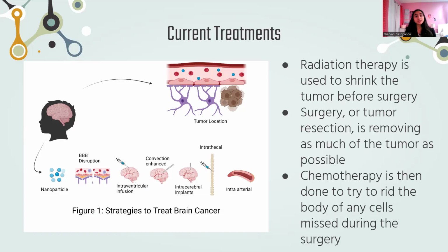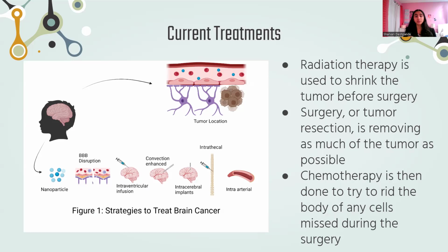Then afterwards, chemotherapy happens, where medications are given to the patient that try to rid the body of any of the extra cells that were missed during surgery. In some cases, radiation therapy is also done after surgery to again try to remove or shrink any of the leftover cells that could not be removed through the surgery. And there are also more invasive treatments that are available, as you can see in the image on the screen. But the one that I'm specifically going to be talking about today are nanoparticle treatments.